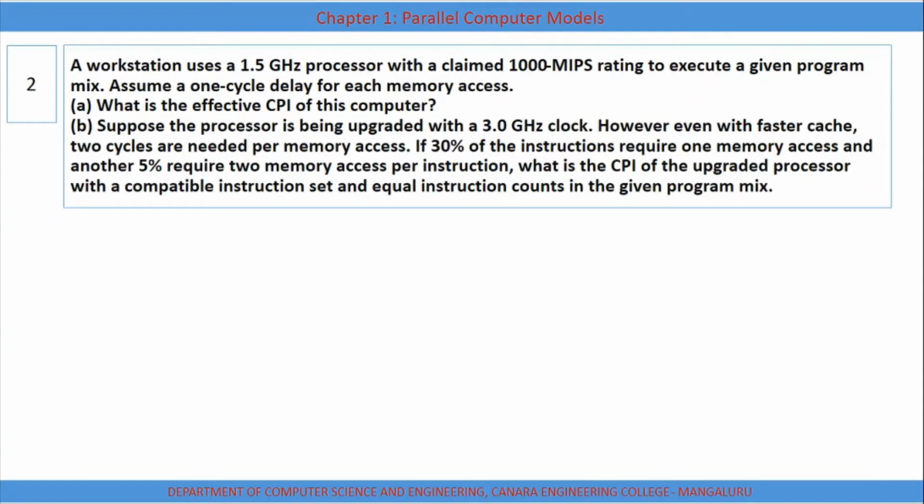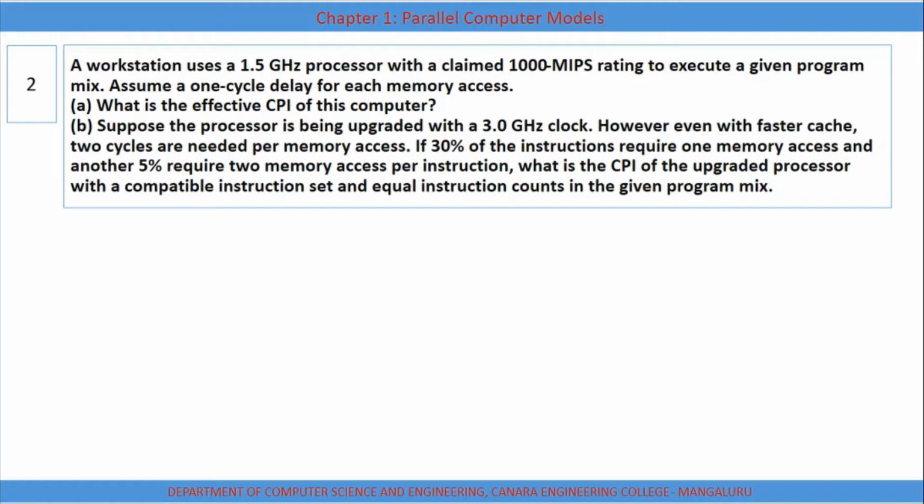Next question. A workstation uses a 1.5 GHz processor with a claimed 1000 MIPS rating to execute a given program. Assume a 1 cycle delay for each memory access. Question A. What is the effective CPI of this computer?